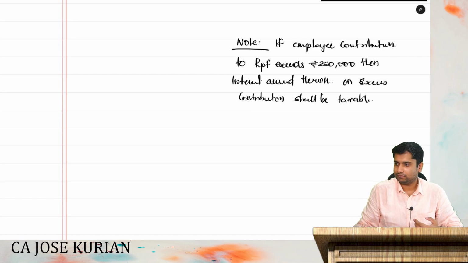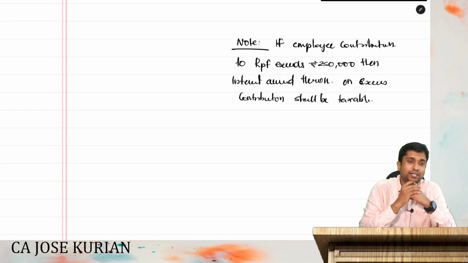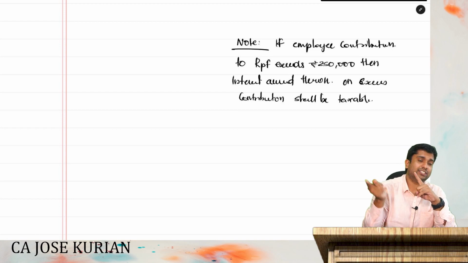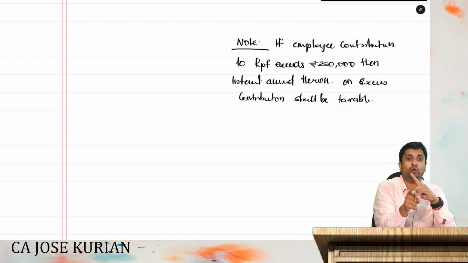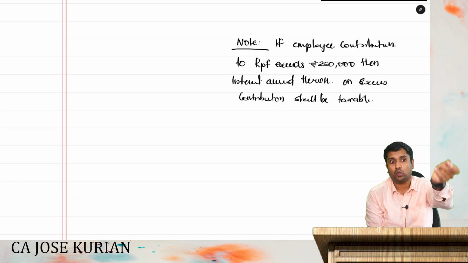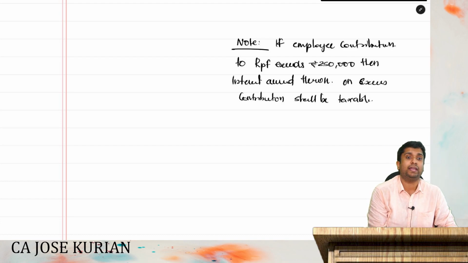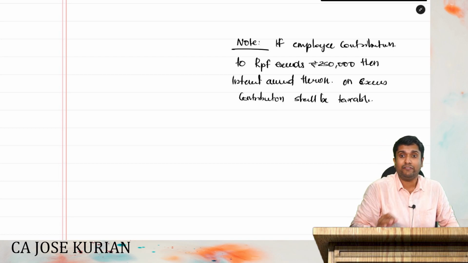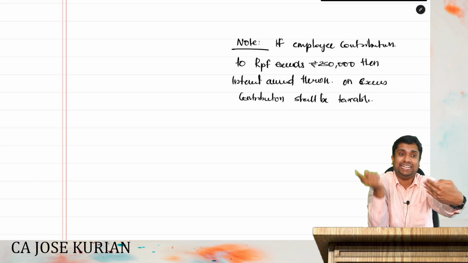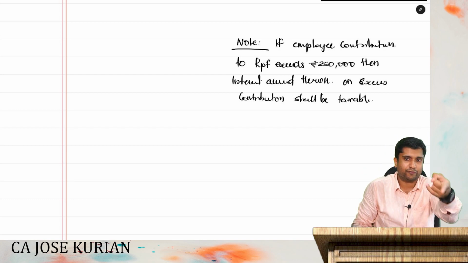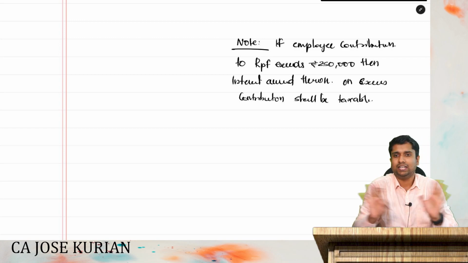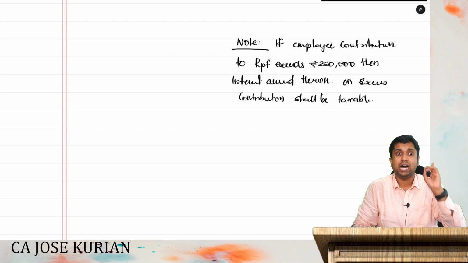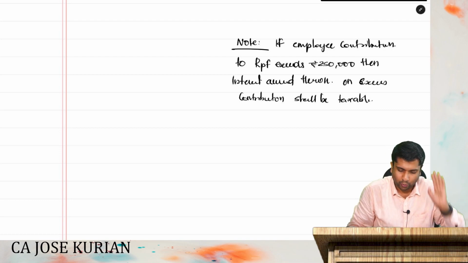Hope you remember. This point is actually similar to that SPF taxability. If the employee from his own pocket is contributing over and above 2,50,000, interest accrued on the excess contribution shall be fully taxable. He cannot enjoy exemption under 10 subsection 12 on the excess contribution's interest. Excess means over and above 2,50,000. Interest on excess contribution is not eligible as an exemption under 10 subsection 12 at the time of withdrawal from RPF also.